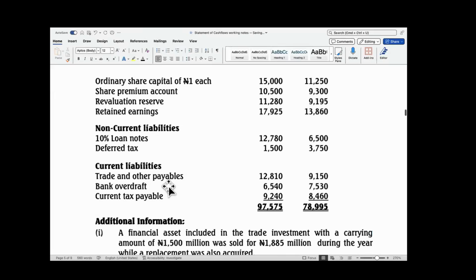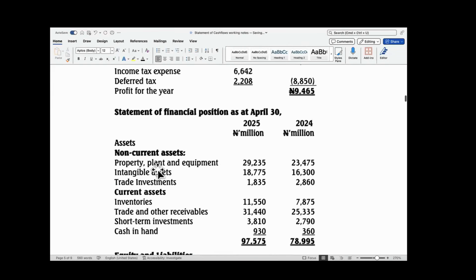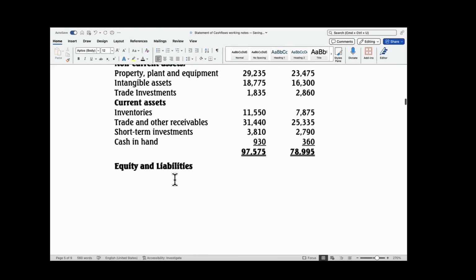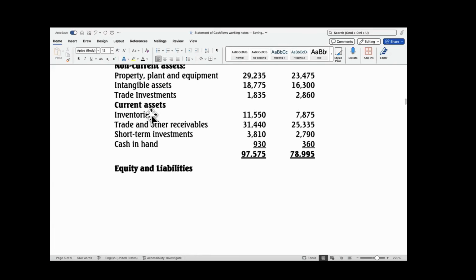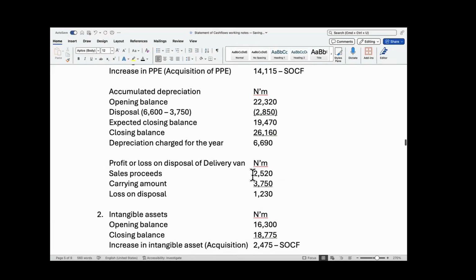So I'm done with this. See, you are picking points like that. You are quickly done with these non-current assets. You go to your inventories. You look at the movement in your inventories.